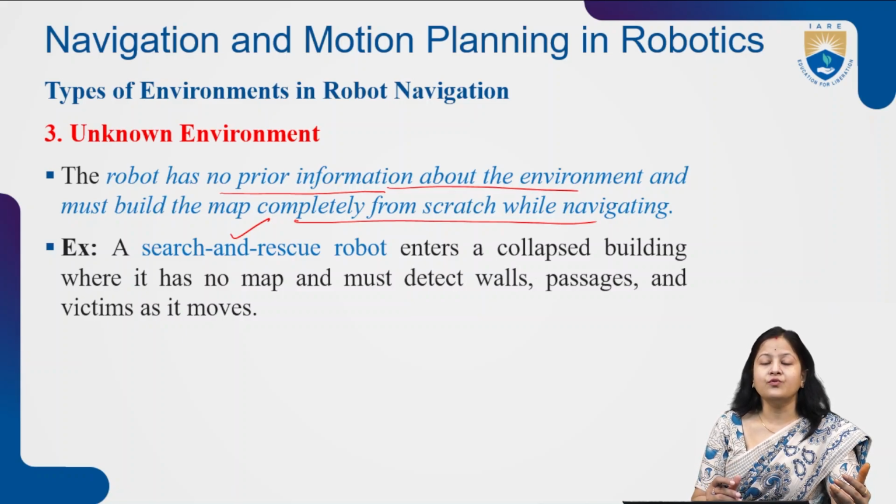These are used to save the lives of human beings, and the robot has to explore the path and determine whether it is a victim, or a passage, or a wall, or a human body. It has to find that out, and it has to explore all possible paths, so that without colliding with any other obstacles, it can save the life of a human being. So this is the way the search and rescue robot works.